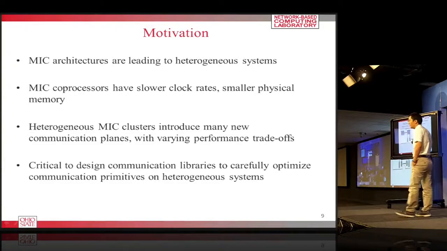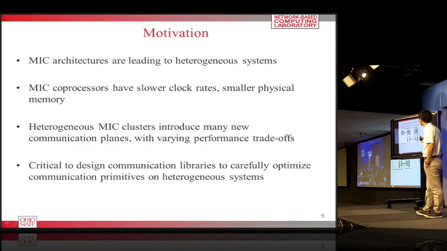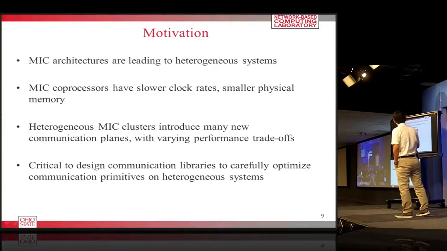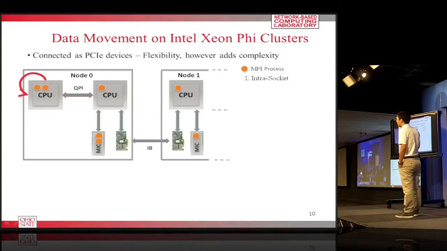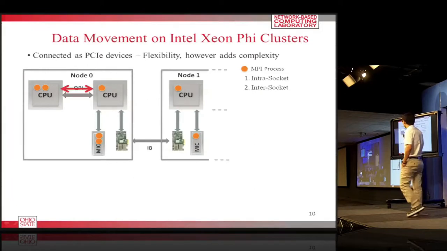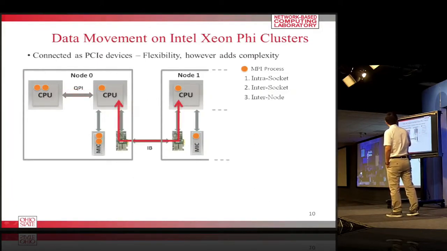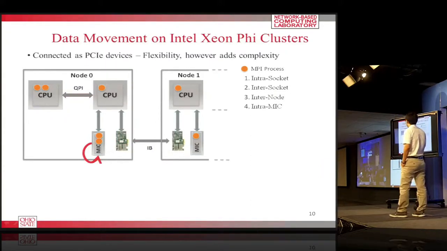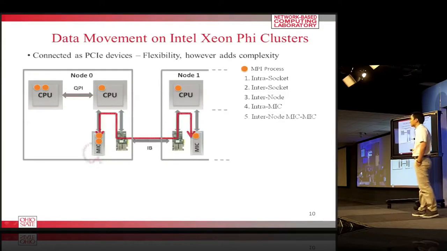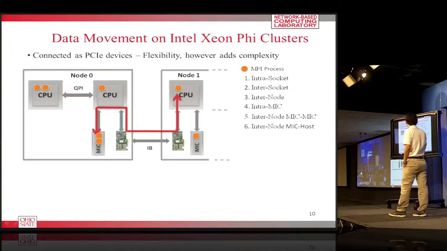So in this slide, we will discuss the communication data movement on the MIC clusters. For example, here we can see this is the typical intra-socket communication. This is the inter-socket communication. This is the inter-node host-to-host communication. And then this is intra-MIC, where the MPI processes communicate in the same MIC. And then this is the inter-node MIC-to-MIC communication. And also this is the inter-node MIC-to-host communication. We can list more paths. So the basic thing is that we need to optimize this data movement to hide such complexity.